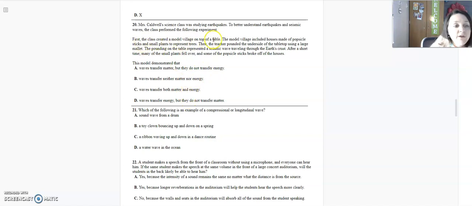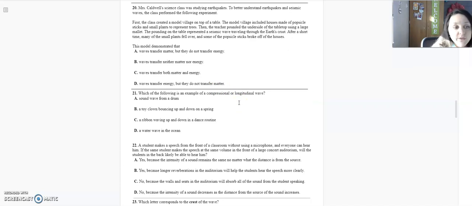So it says the class created a model village on top of the table. The village included houses. The pounding represented seismic waves. After a short time, many of the plates fell over and some of the pops. But we know that all waves transfer energy, but some of them don't transfer matter. So we're not going to say that they transfer matter. Maybe the shaking caused it to transfer, but the energy itself did not pull the houses with it.